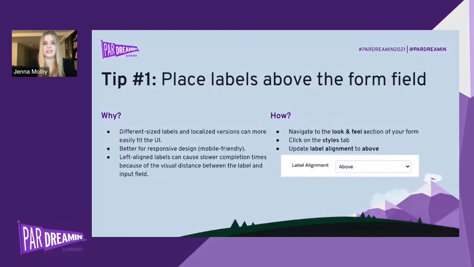So why would you want to do this? If you have different localized versions, for example, things in different languages, sometimes it might wrap weird if you have the label on the left-hand side, so you might want to do that for a better UI. Another reason to do this is for a better responsive design, so when it collapses on mobile, it's still not squished on the left-hand side there. And one other reason to do this is there's been some studies saying that left-aligned labels could cause slower completion times because of the visual distance between the label and the input field. So just another reason why you would maybe want to implement this.